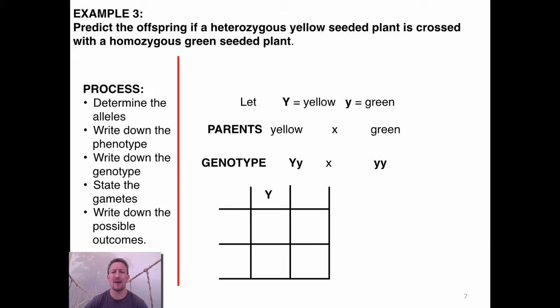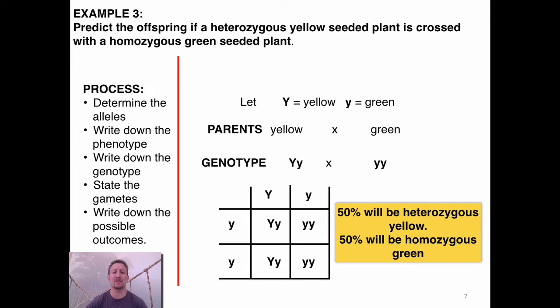So there's our yellow heterozygous, and here's our homozygous recessive, and now we cross them. Capital Y, little y, capital Y, little y, little y, little y, little y, little y. Now straight away you can see here our homozygous recessive is coming through. So what happens if we have a heterozygous plant meeting with a homozygous recessive plant, and what we end up with is 50% are going to be heterozygous yellow and 50% are going to be homozygous green or homozygous recessive.